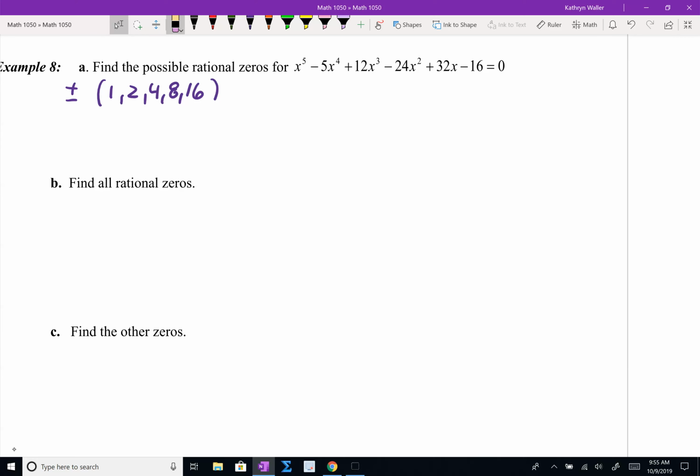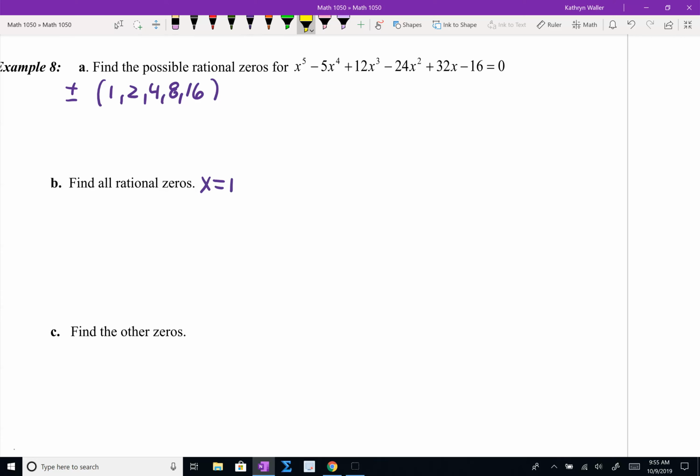Okay, everybody go 1 store, enter. Membar, enter, raise it to the 5th. Minus 5, membar, enter, raise it to the 4th. Plus 12, membar, enter, raise it to the 3rd. Minus 24, membar, enter, x squared. Plus 32, membar, enter, minus 16, enter. I never have to put that guy back in. I'll just keep recalling it, right? And it worked.